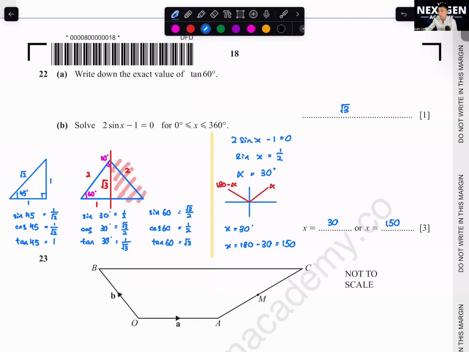Is it wrong to write root 3 over root 1? Not wrong, but what for? Why got root 1? Don't need to write the root 1, just write root 3.